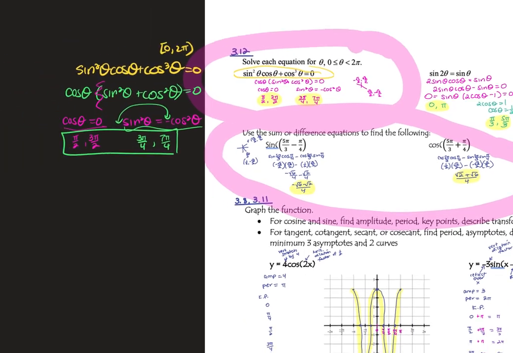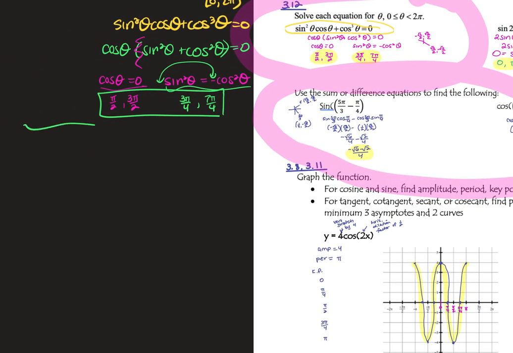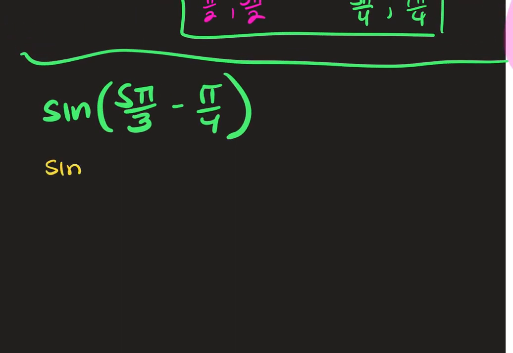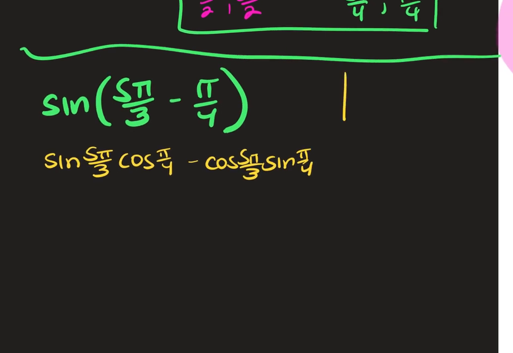Okay, then we're going to work out the sum and difference. So the first one says sine of 5 pi over 3 minus pi over 4. This is your sine difference, and the pattern is sine, cosine, cosine, sine. So sine 5 pi over 3, cosine pi over 4, minus, because we keep the sine, cosine 5 pi over 3 times sine pi over 4. And then our angle 5 pi over 3 is in the fourth quadrant, it's 1/2 and negative root 3 over 2. And our angle pi over 4 is in the first quadrant, root 2 over 2 and root 2 over 2.